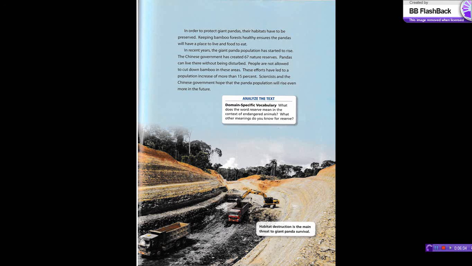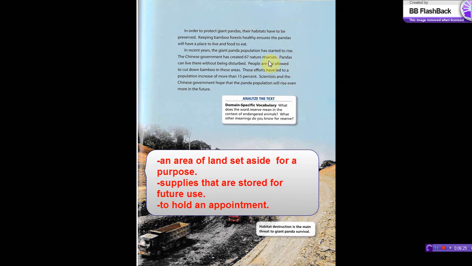Let's have a look here, please, on this page at the word reserves. The Chinese government has created 67 nature reserves. The word reserves has three meanings. Which one of them is more suitable here in this topic? The first one, area of land set aside for a purpose, or supplies that are stored for future use, or as a verb, to hold an appointment. Yes, here the word that will be suitable to the topic that we're discussing is an area of land set aside for a purpose.